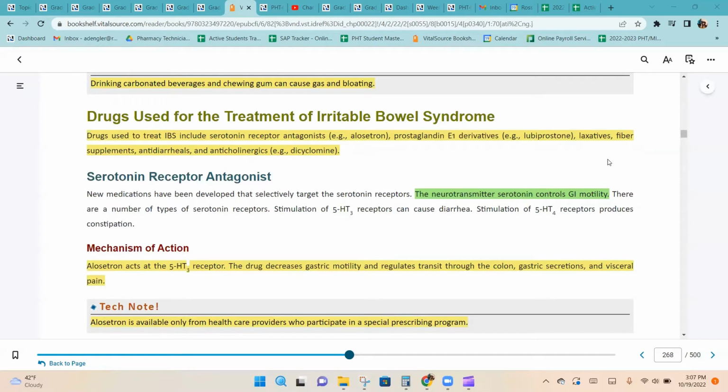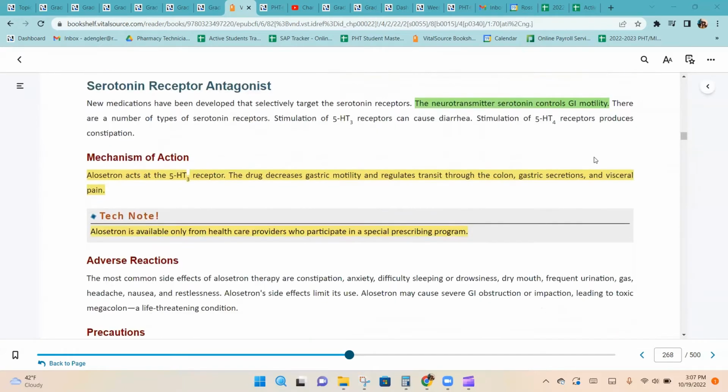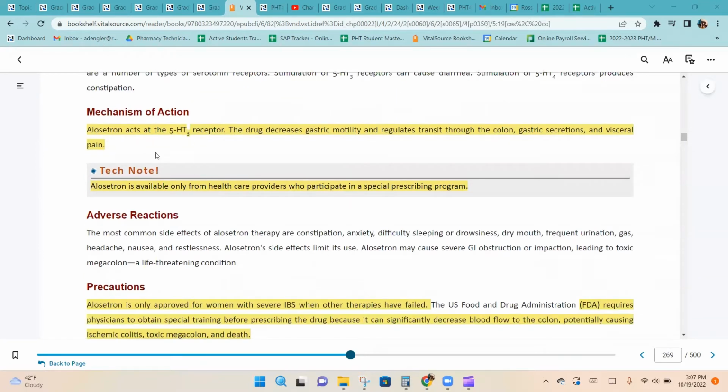The neurotransmitter serotonin controls GI motility. There are a number of types of serotonin receptors. Stimulation of 5-HT3 receptors can cause diarrhea, and stimulation of 5-HT4 produces constipation. Alosetron acts as a 5-HT3 receptor antagonist. The drug decreases gastric motility and regulates transit through the colon, gastric secretions, and visceral pain.